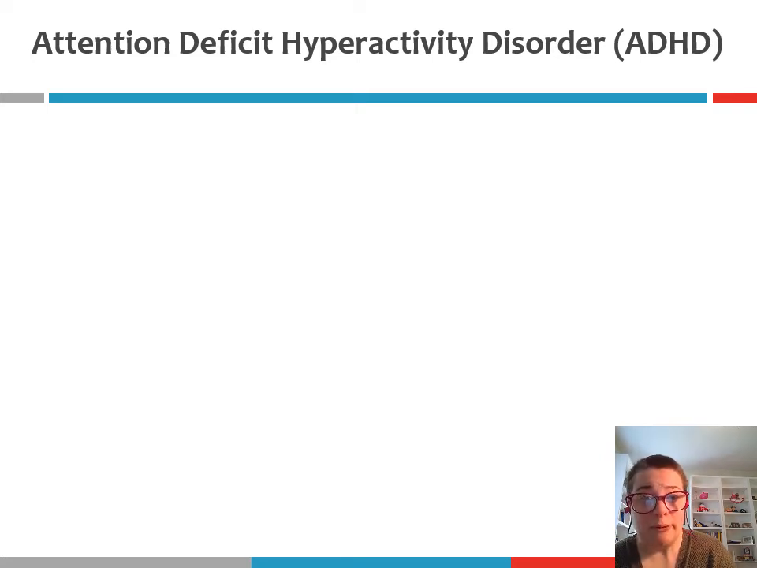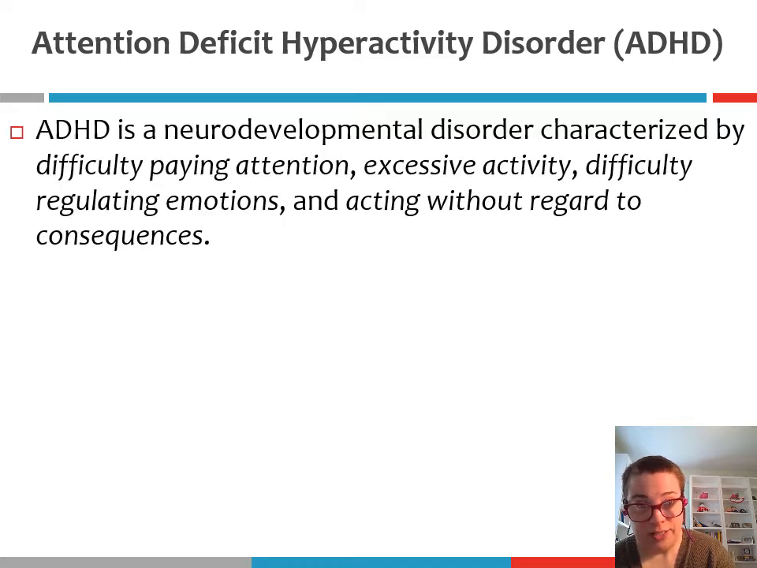So first, let's talk about general symptoms of ADHD. So there are different subtypes of ADHD with different emphases. Different things that are emphasized. But there are symptoms that are common between the different subtypes. So the first is fairly obvious, right? It's difficulty concentrating or difficulty paying attention. Another hallmark symptom is excessive activity or hyperactivity.